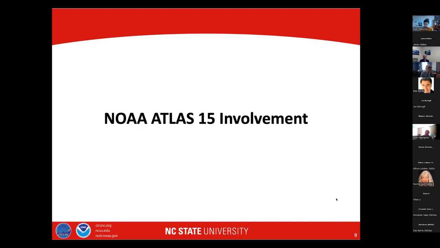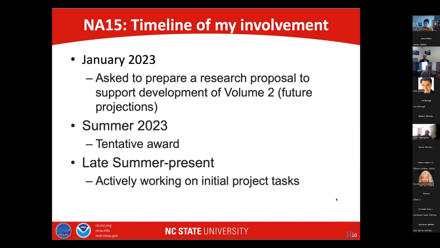Now, what's my involvement in NOAA Atlas 15? At the beginning of this year, I was asked to prepare a research proposal to provide research support for development of Volume 2, the future projections part. There was a tentative award to North Carolina State University in summer. And then since late summer, I and my team have been actively working on initial project tasks for Volume 2.